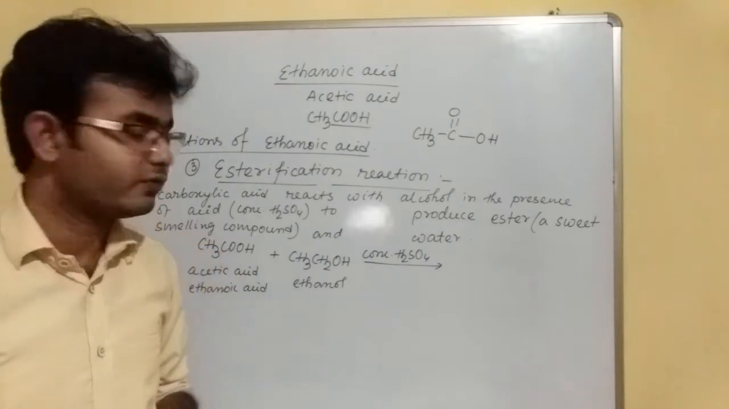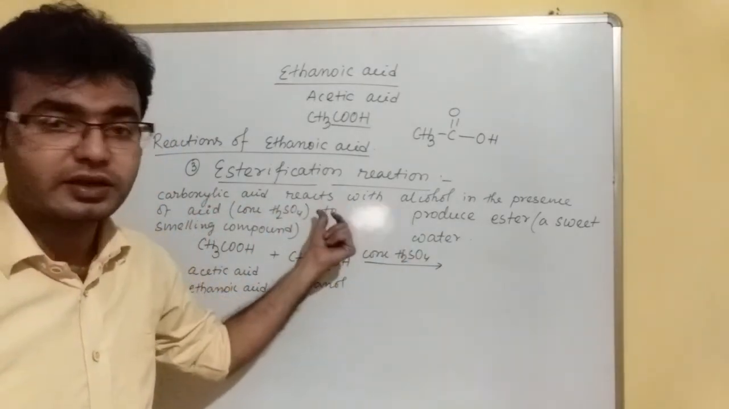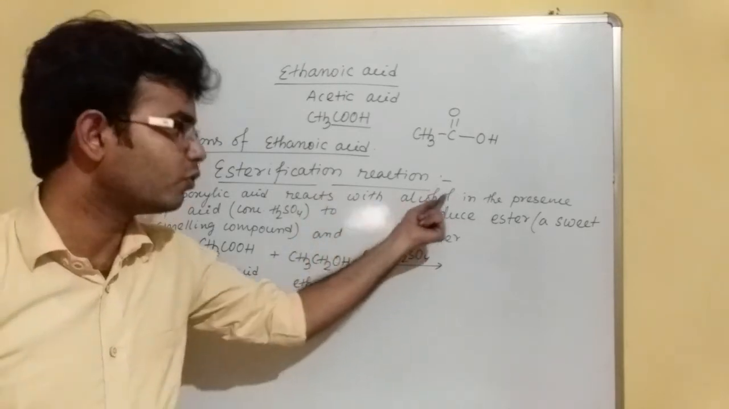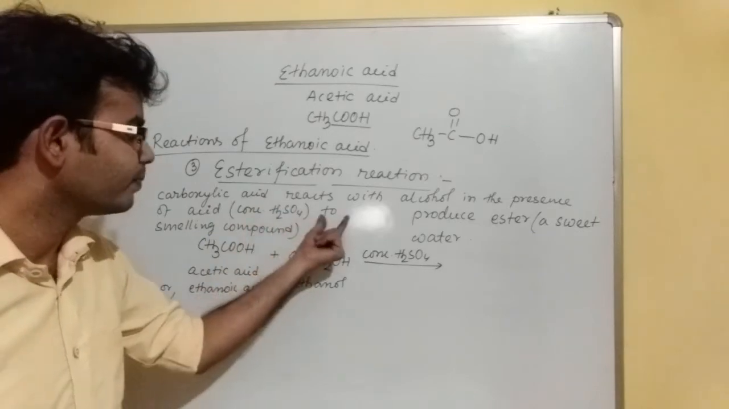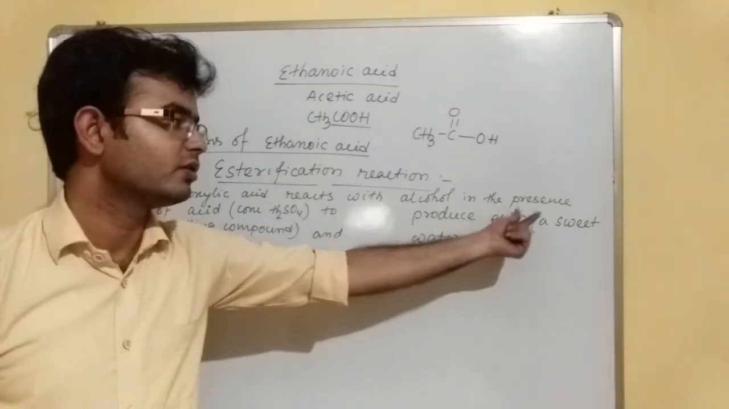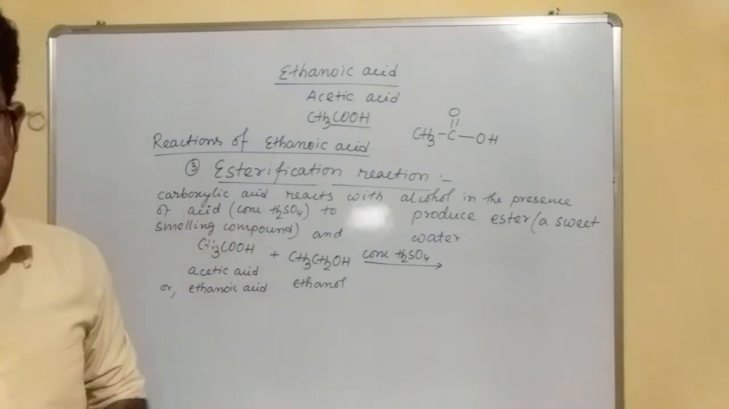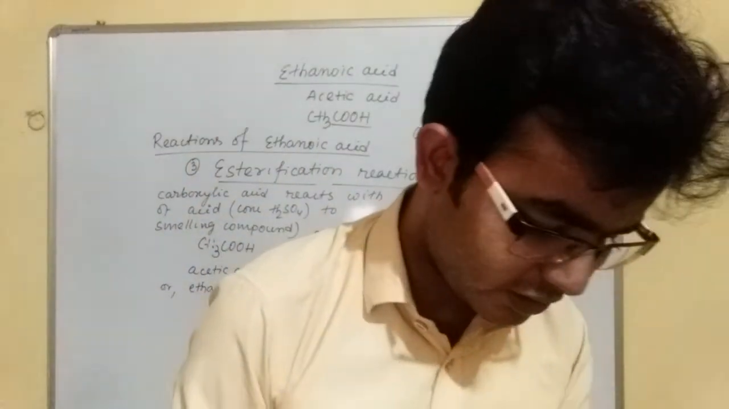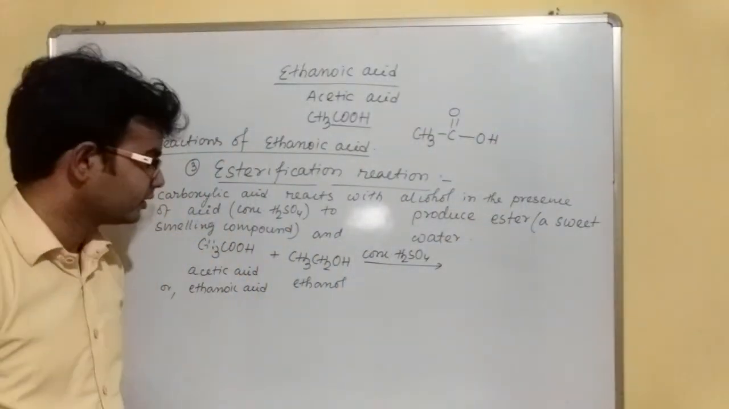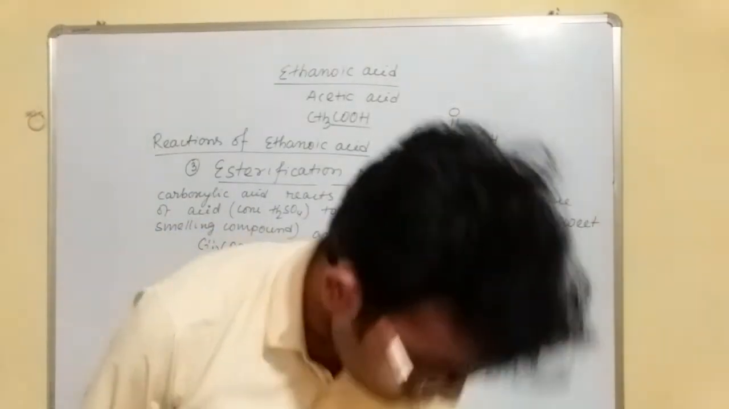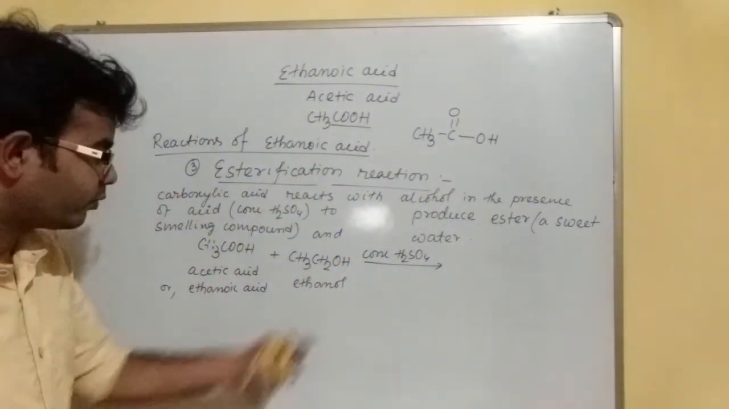A reaction in which carboxylic acid reacts with alcohol in the presence of acid. Here we are using concentrated H2SO4 to produce ester, which is a sweet smelling compound, and water. So this reaction is called the esterification reaction. Now what will be the product?